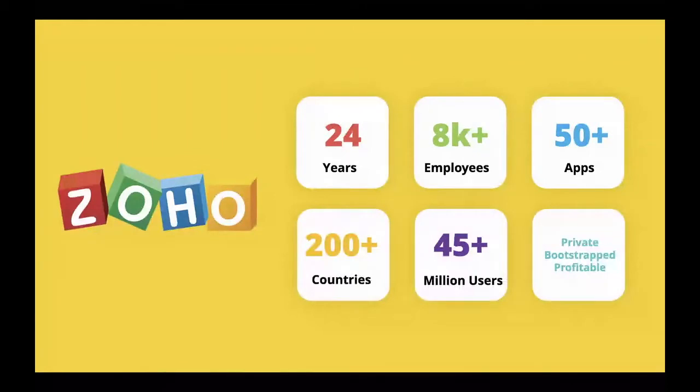If you don't know, Zoho is a software as a service company. We've been around for 24 years and we have over 8,000 employees across the world. Over that time, we've released over 50 different applications, and we have over 45 million users across the world, and that's probably over 50 million now. And all that time, we've been private, completely bootstrapped, and profitable as well.